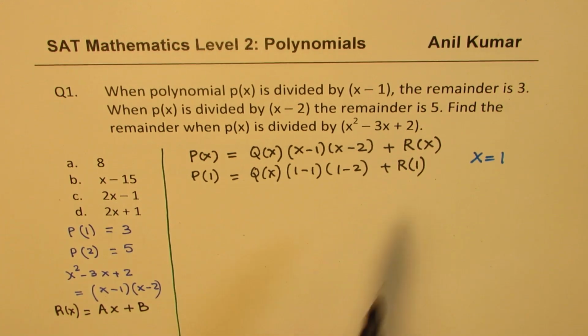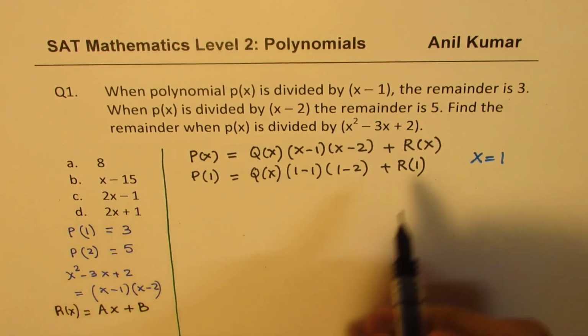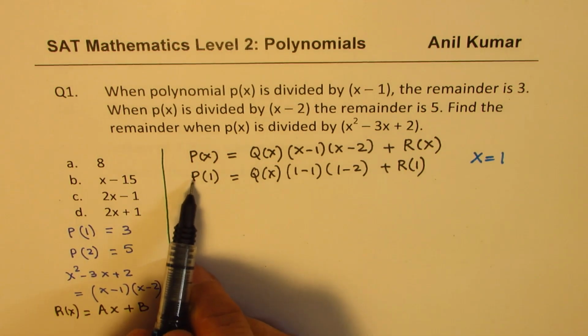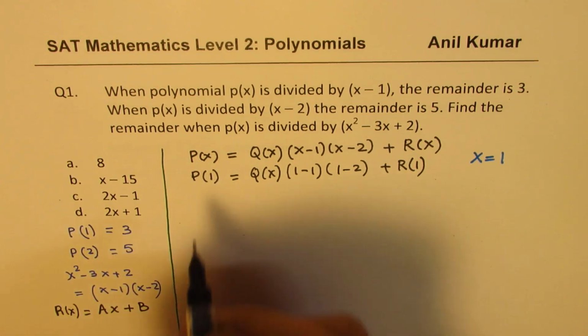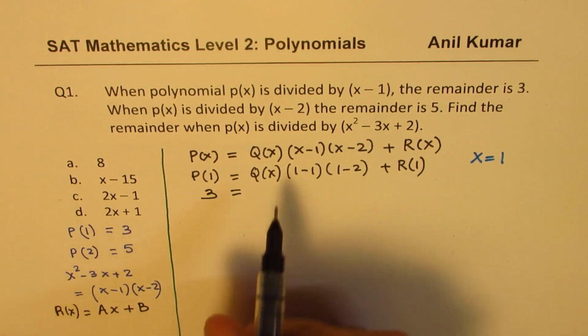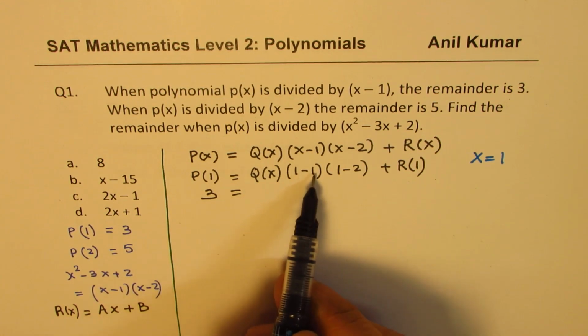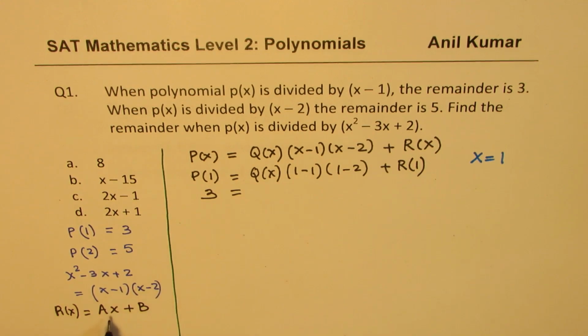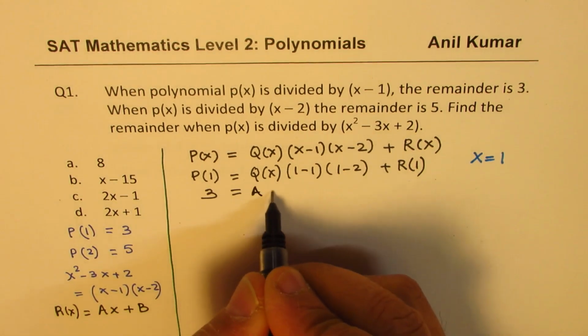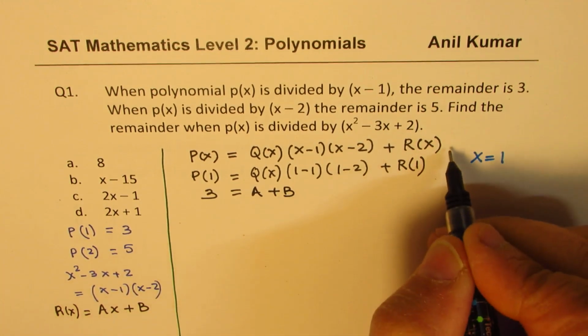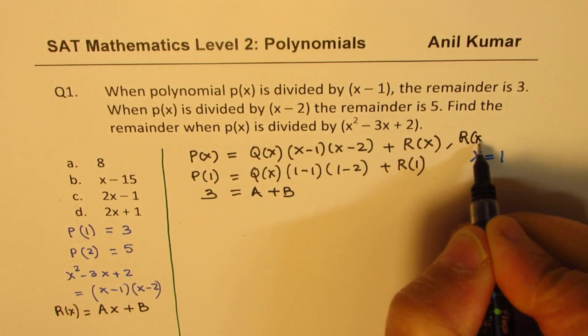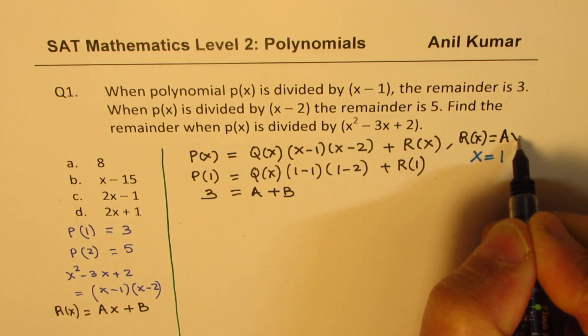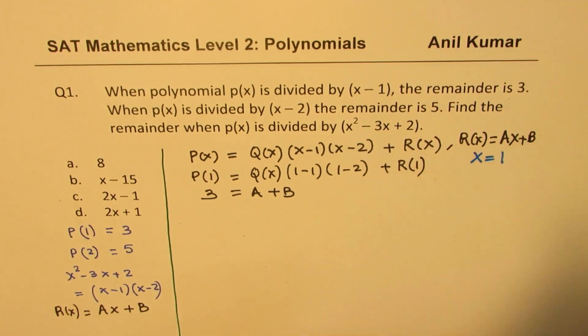So when I say r of 1, then actually speaking, we know now p of 1 is 3. So we can write this as 3. And here, 1 minus 1 is 0. So this whole thing is 0. And r of 1 means you have to substitute 1 in ax plus b. So we get this as a plus b, right? So remember that r of x is basically a linear ax plus b. That is how it is.